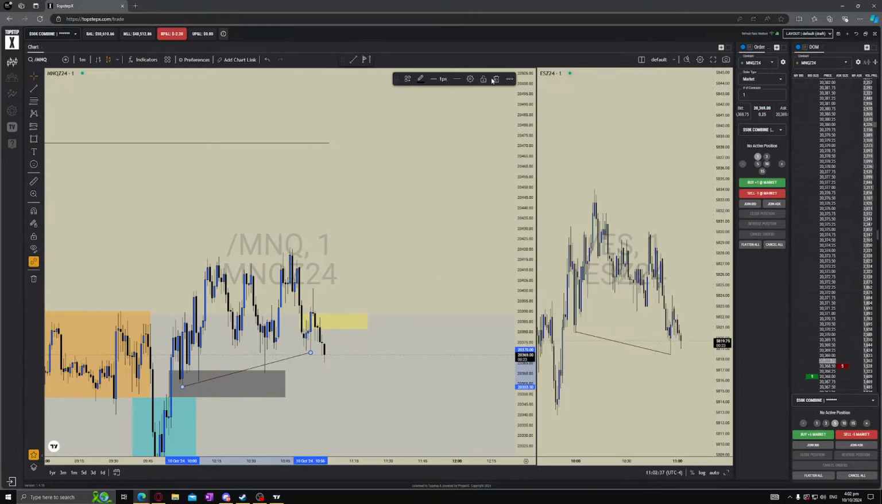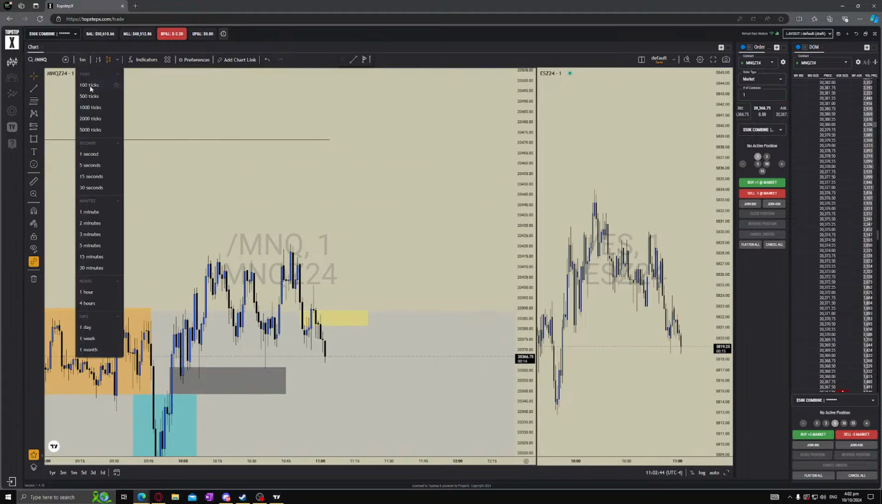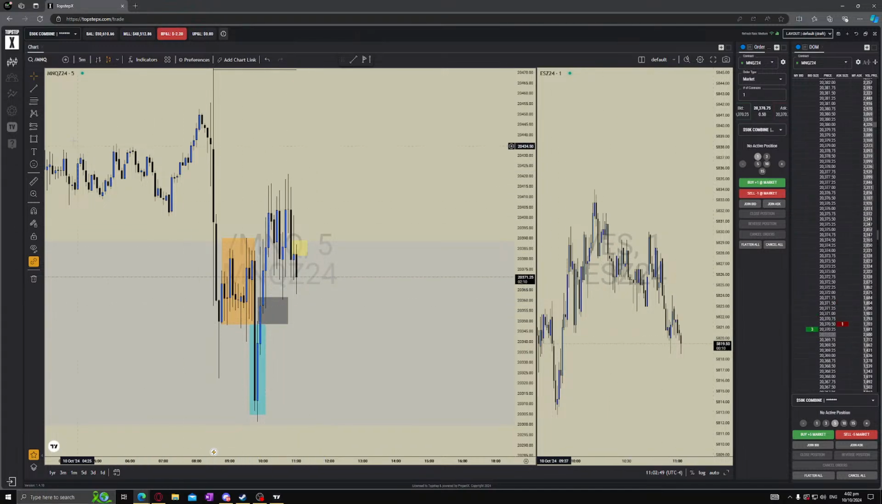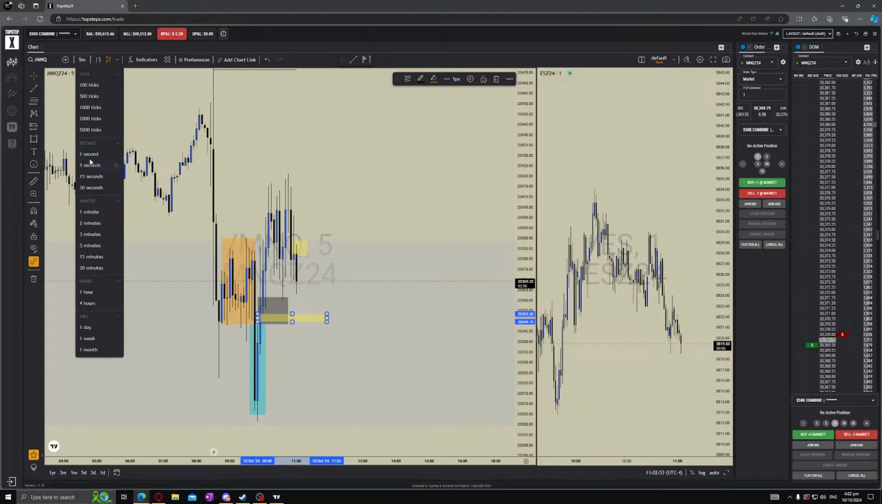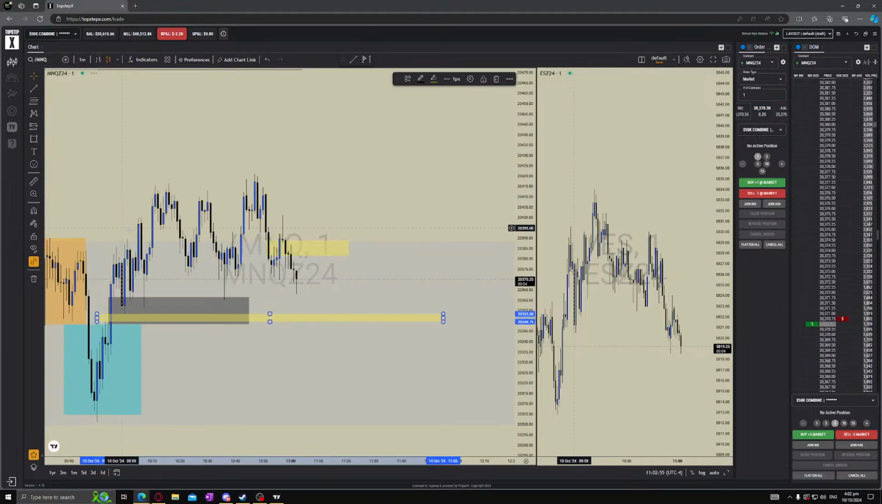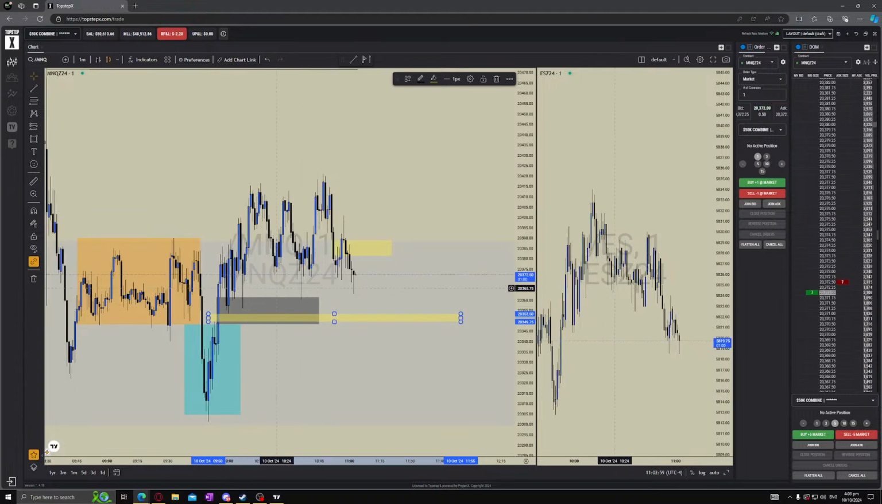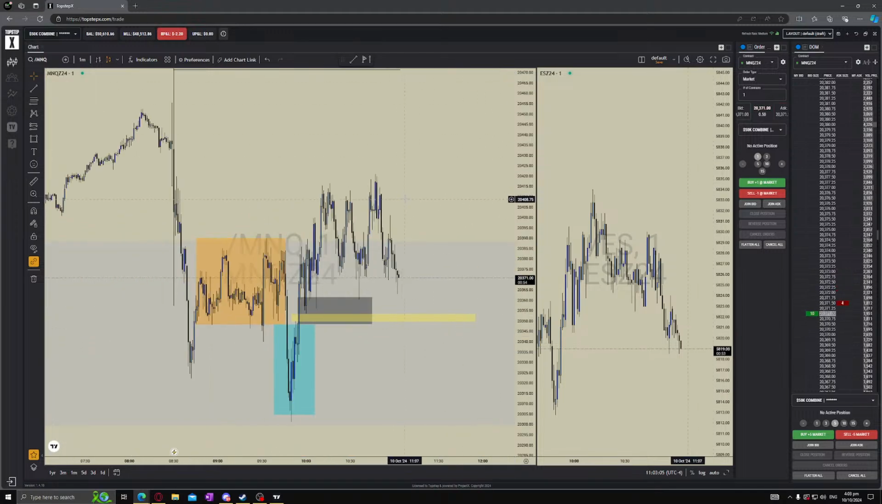Still going down. Yeah, I am still fairly confident that we'll eventually go up. We might go first for this really small fair value gap right here, or take out one of these lows.